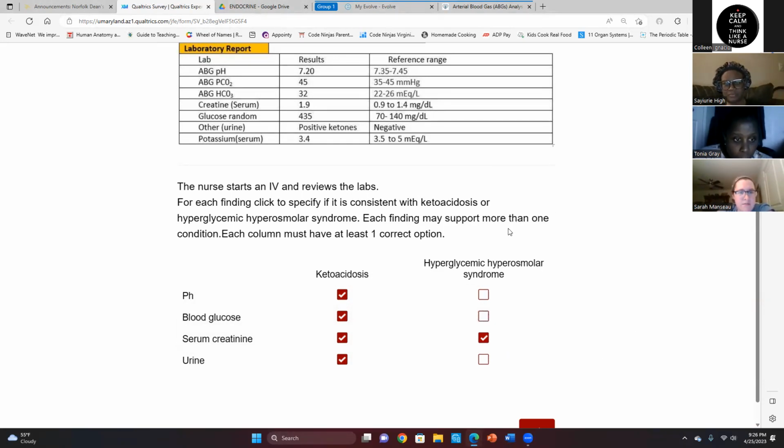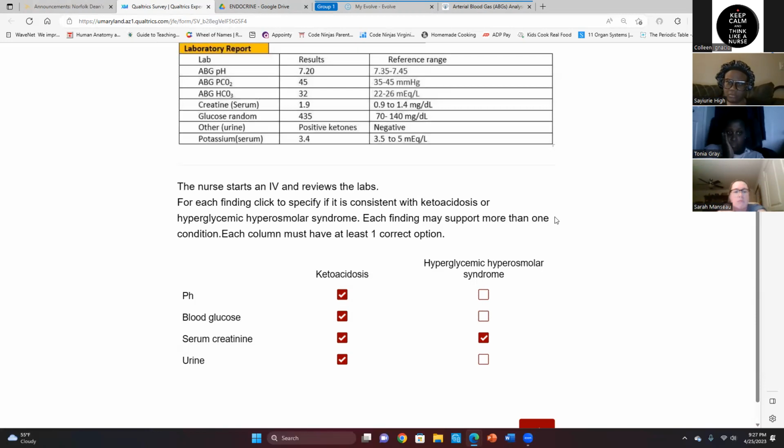Okay, so I put the rationale in the chat, and I'll just say it aloud for anybody who's watching. Serum blood glucose in DKA can fluctuate between 300 and 800. It's typically above 600 with HHS, so that's something to remember. Low pH and urine ketones are seen in DKA, that is the name, diabetic ketoacidosis. We've got ketones in the urine, and the pH and the ketones are typically normal in HHS.